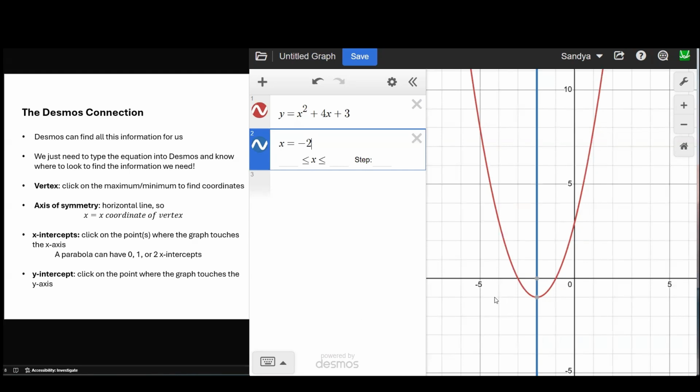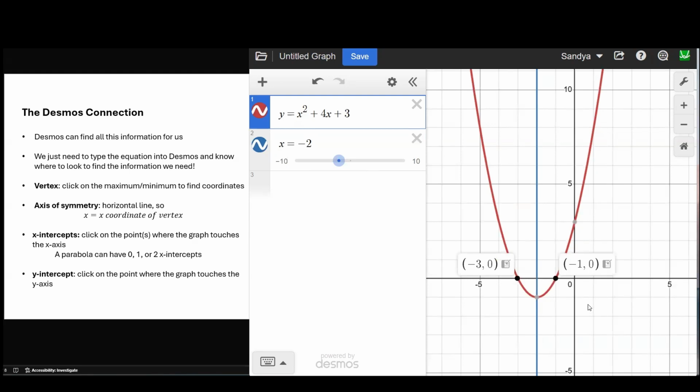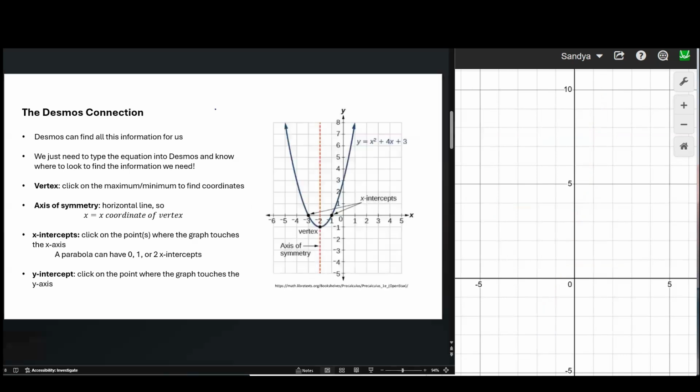Also, I can find the x-intercepts, and the nice thing about Desmos is I just have to click on where my graph crosses the x-axis. So this parabola has two x-intercepts at (-3, 0) and (-1, 0). But remember, a parabola can have 0, 1, or 2 x-intercepts. To find the y-intercept, all I need to do is click on the point where the graph crosses the y-axis, and you can see here that the y-intercept is at (0, 3). Okay, so Desmos can actually find all of this information for us.